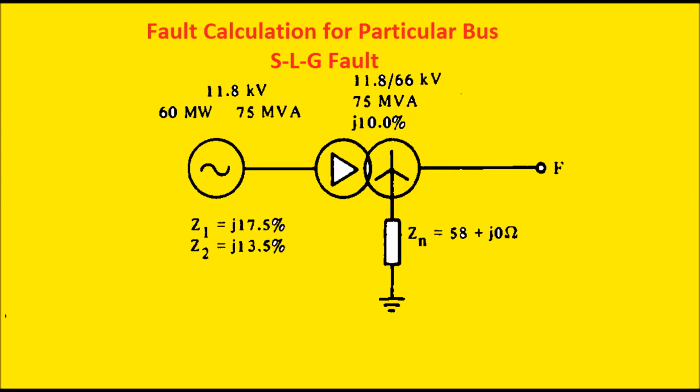In an earlier video I discussed the same example, where a three-phase symmetrical fault occurs at point F, that is at the 66 kV bus, and what the value of the fault current at point F is. In this video I will discuss the value of the fault current for the 66 kV bus for a single line to ground fault.